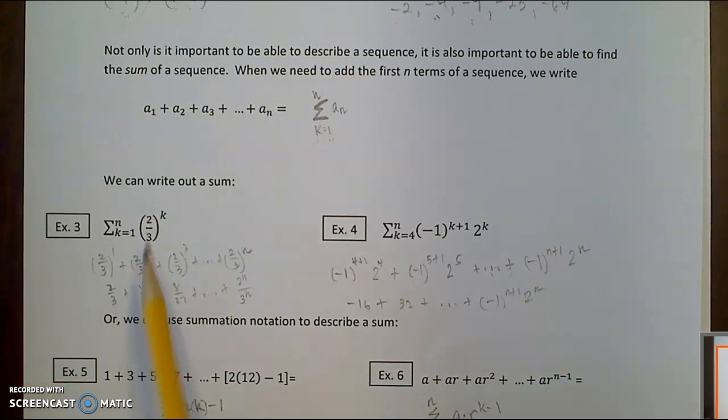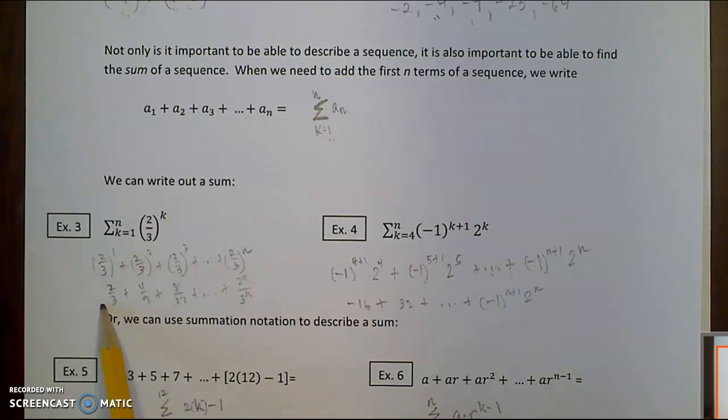Alright, so again, using that summation notation, we can write out the sum, finding the sum of this series or sequence. We're going from the first term to the nth term. So again, the way we can write it out, we're going to take the first term, so it's 2/3 to the 1 power. Get the second term, plug 2 in for k, 2/3 to the second power. Find the third term, plug 3 in for k, 2/3 to the third power, and so on all the way out to n.